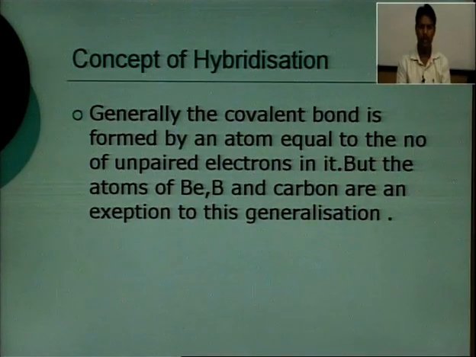The outer configuration of beryllium is 2s2. The atomic number of beryllium is 4, its configuration is 1s2 2s2, and the outer configuration is 2s2. So, in 2s2, how will it form bonds? This is not explained by valence bond theory and Lewis concept, but hybridization explains why beryllium forms compounds, or beryllium forms molecules, and boron and carbon.